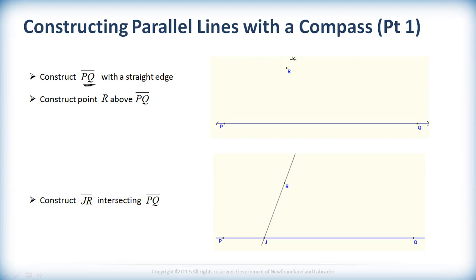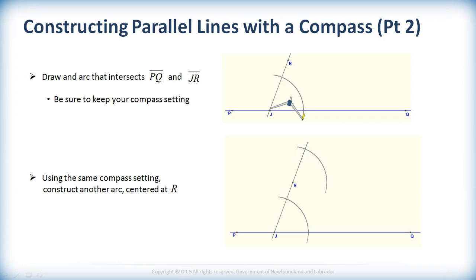Next step, we're going to construct a line from R. This is very similar to what we did before, down to J that intersects PQ. So now all we have is just two intersecting lines and we've labeled them up. Okay? So from there what we do is we take a compass. And with our compass, you anchor it down here at J and swipe out any arc that connects RJ, or JR, whatever you want to call it, and PQ. That's what we've got done so far.